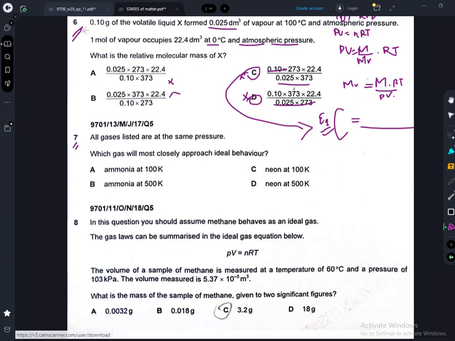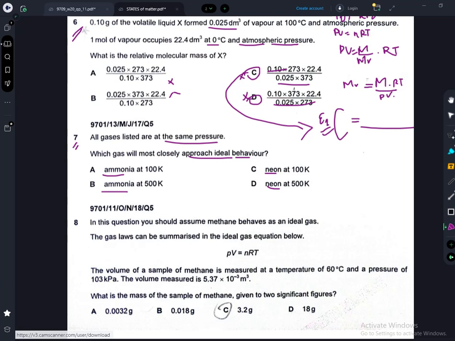Question number 7. All gases listed are at the same pressure. Which gas will most closely approach ideal behavior? Now remember one principle. None of the gases in which there is a considerable electronegativity difference, for instance ammonia and water, can approach ideal behavior, because there always exist some kind of intermolecular forces between their molecules. But all the noble gases have a complete number of electrons, so they do not form bonds, and they do not have any electronegativity difference in their own mixture.